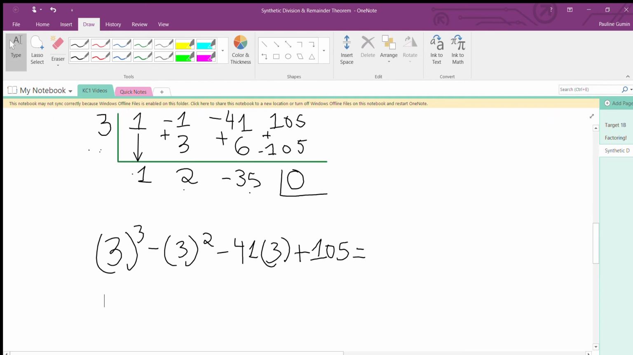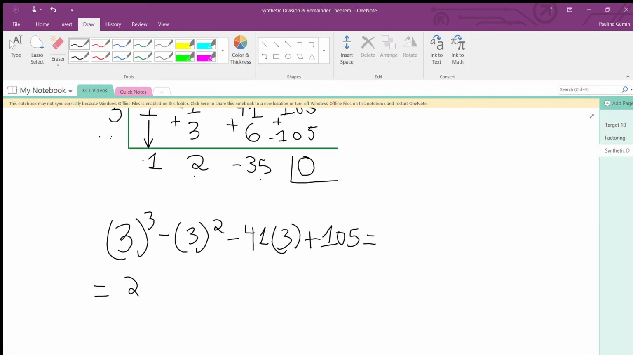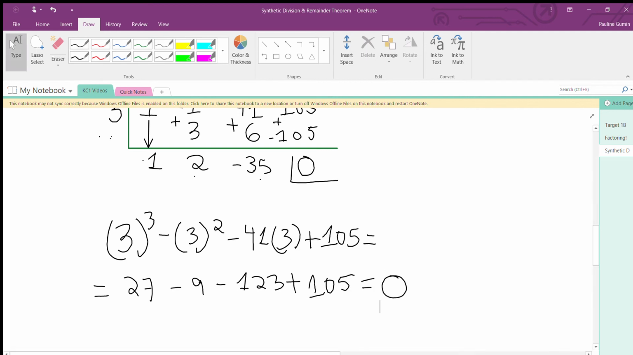Okay, I'm going to simplify just a little bit more, and then I'll put it in my calculator. Okay, 3 cubed is 27, minus 9, minus 123, plus 105. Put that in your calculator, you get an answer of 0.